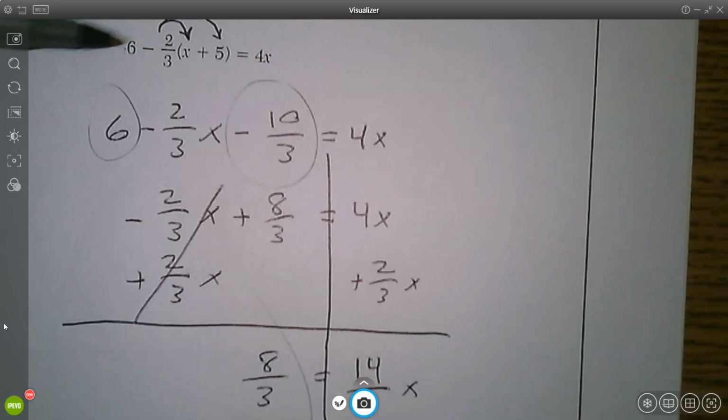If you didn't know how to do all that, nSolve this, write it down, nSolve this, comma x, write down the answer, you're going to get 1 point.